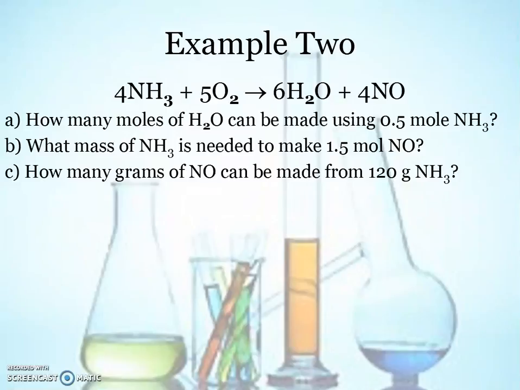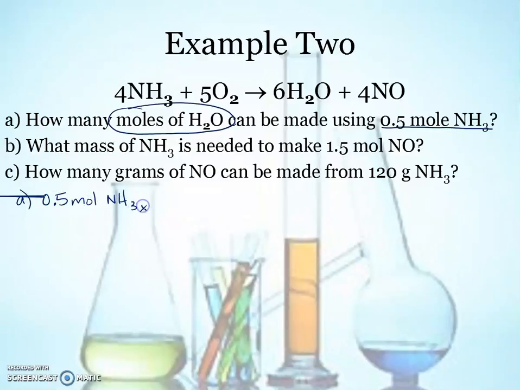Okay. How many moles of H2O can be made using 0.5 moles of NH3? We've got a balanced chemical equation here. I know Miss Rook was nice. She gave you a balanced chemical equation. All right, so we're looking for moles of H2O, and we're using 0.5 moles of NH3. So for letter A, 0.5 moles of NH3. Sorry about that. And we want to get rid of moles of NH3 because we want to go to moles of H2O.